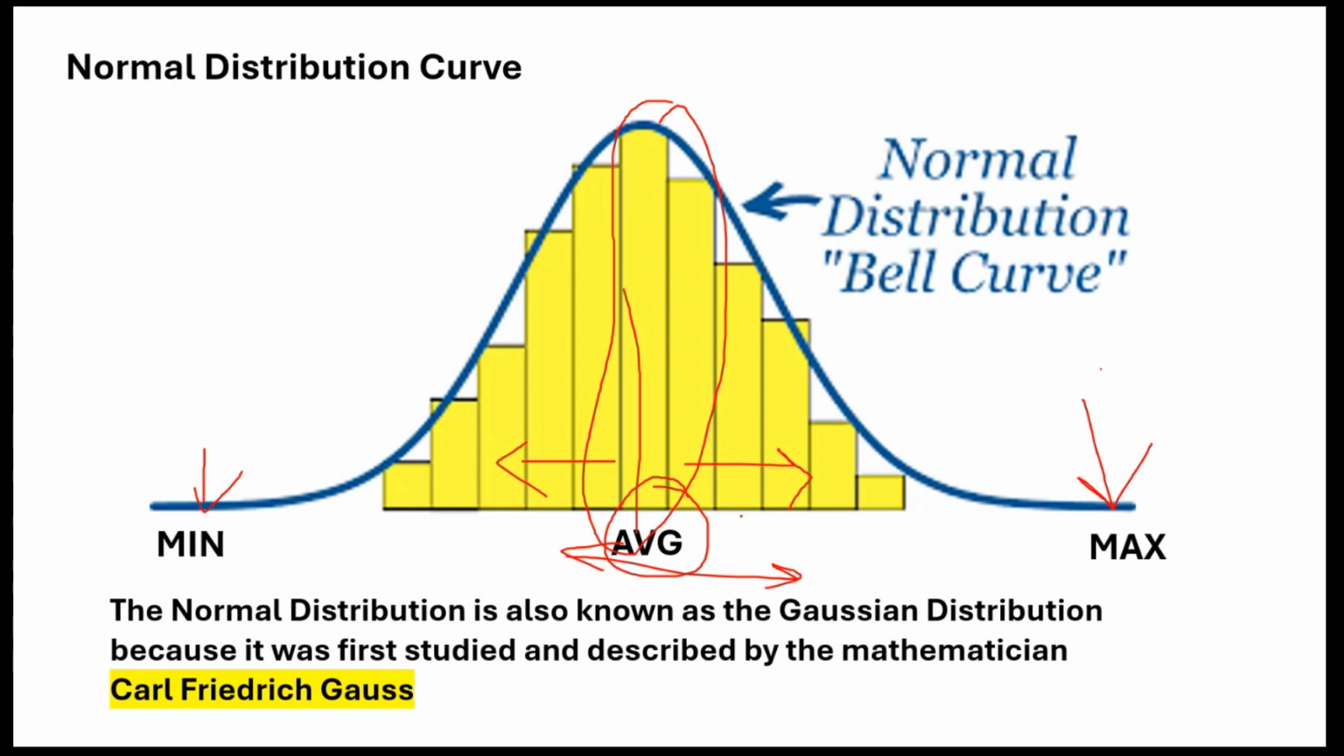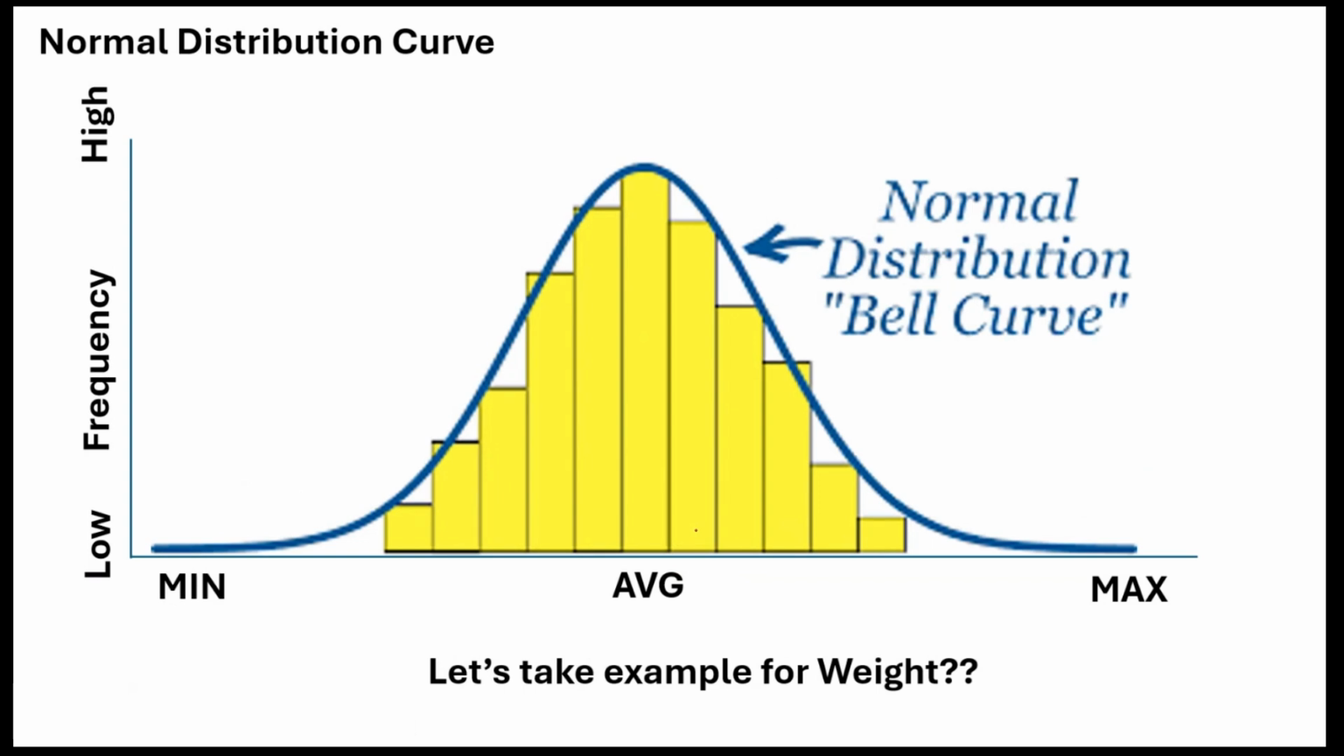Now let's understand what this curve tells us. What are the key parameters involved and how do we study this normal distribution curve? So before studying that, let's take a real world example of weight. Imagine you have measured the weight of 100 people. When you plot this data, you will notice that there are individuals with minimum weights and there are individuals with maximum weights as well. And then others who fall somewhere in between.